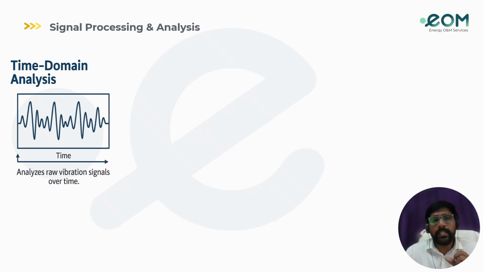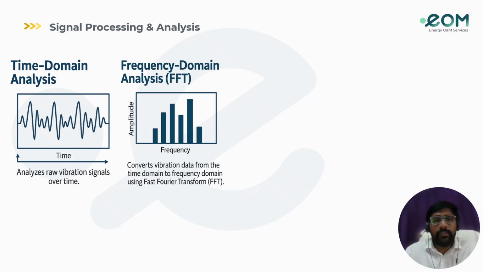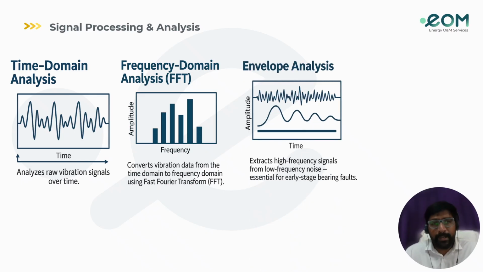Coming to the signal processing and analysis, the first one we do is the time-based analysis. It analyzes raw vibration signals over time and detects transient events like impacts or looseness. The next one is the frequency domain analysis. It converts vibration data from the time domain to the frequency domain using the fast Fourier transform, where each frequency component corresponds to mechanical sources like imbalance, misalignment, bearing wear or looseness. And the third one is envelope analysis.